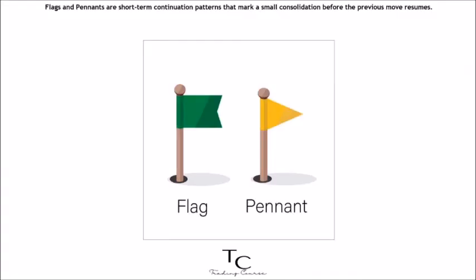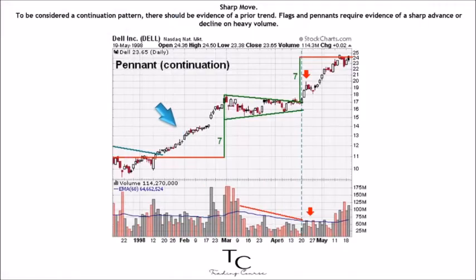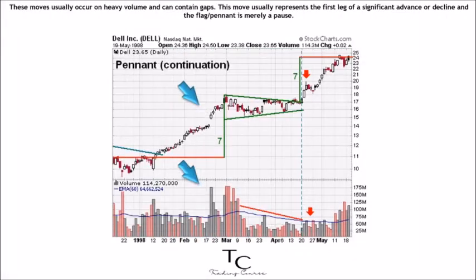Flags and pennants are short-term continuation patterns that mark a small consolidation before the previous move resumes. These patterns are usually preceded by a sharp advance or decline with heavy volume and mark the midpoint of the move. Sharp move. To be considered a continuation pattern, there should be evidence of a prior trend. Flags and pennants require evidence of a sharp advance or decline on heavy volume. These moves usually occur on heavy volume and can contain gaps.